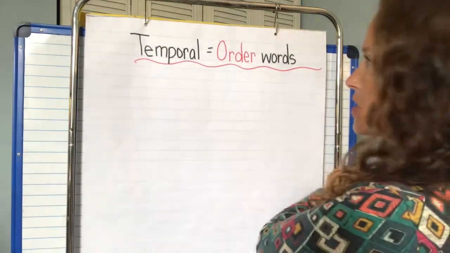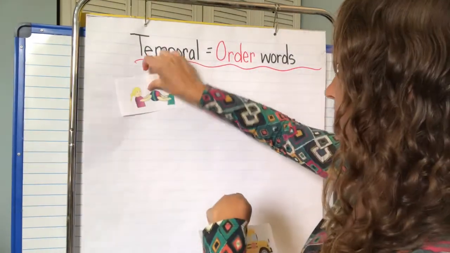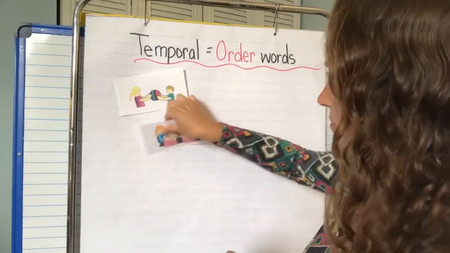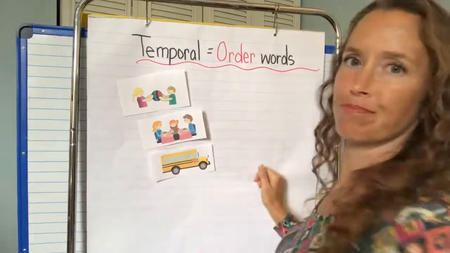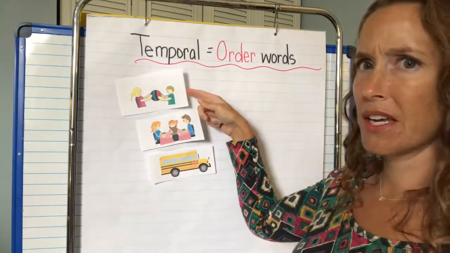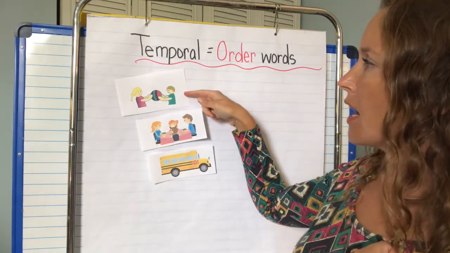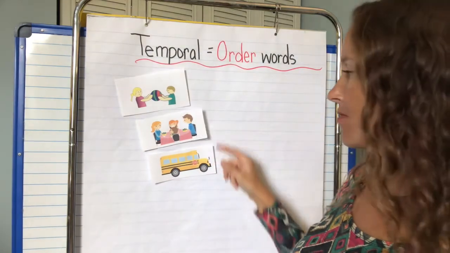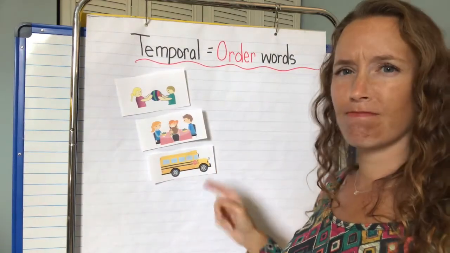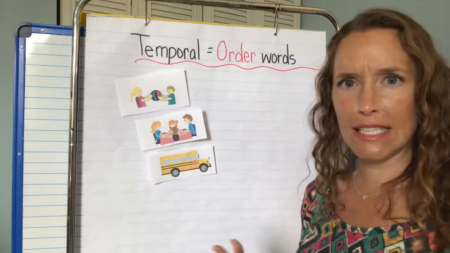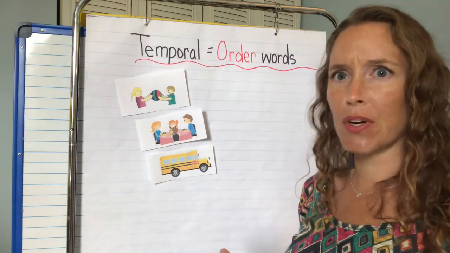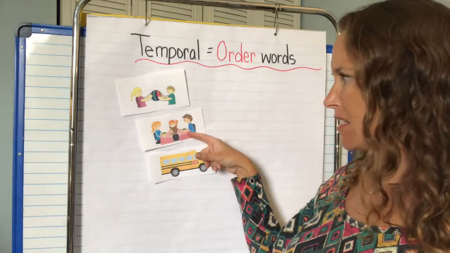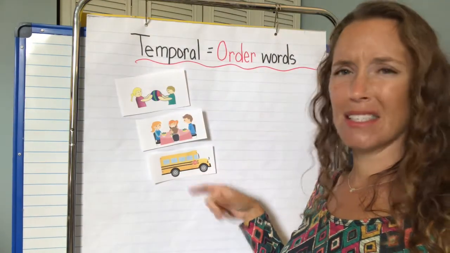I have some pictures. Okay, so let's look at my first one. Well, I played recess. I ate dinner with my family. I took the bus to school. Those are some great ideas, but they're not in a very good order. I wouldn't play recess and then have dinner and then take the bus to school. It doesn't quite make sense.